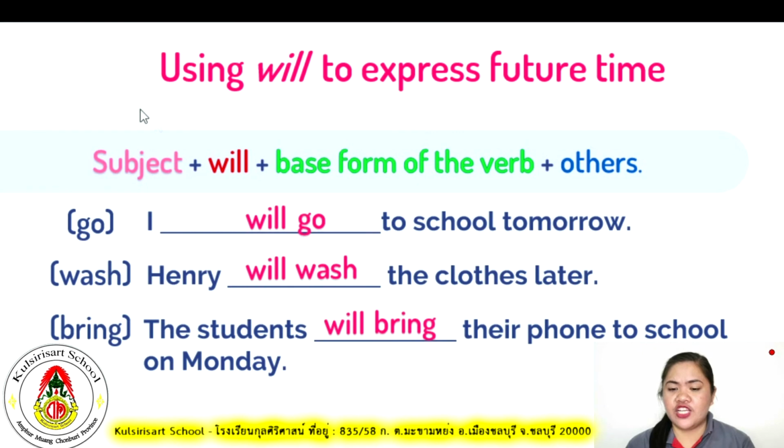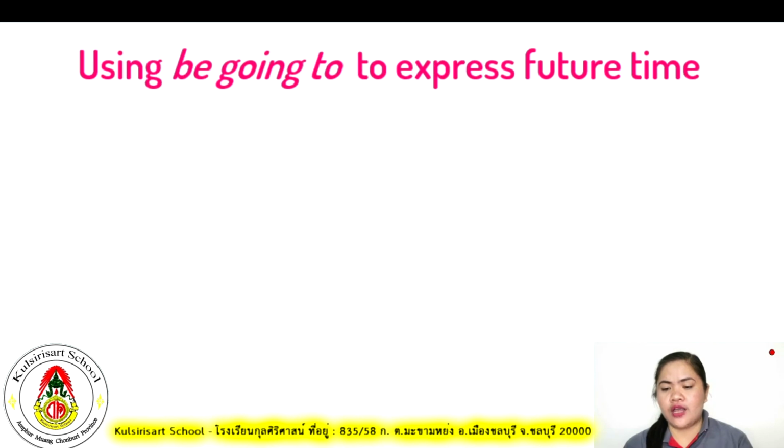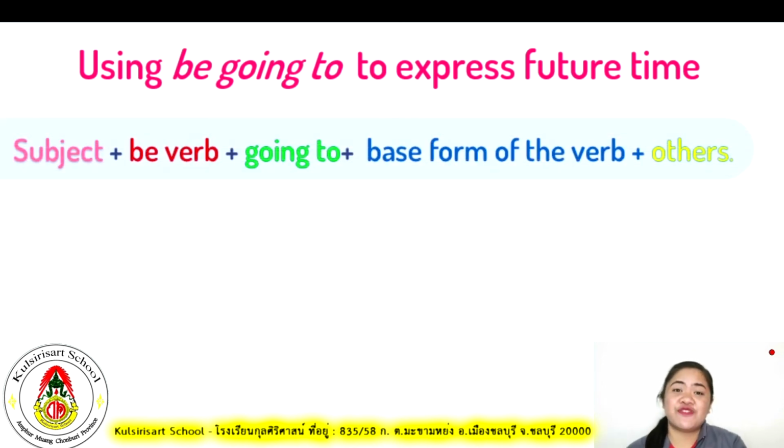So we are finished with the usage of will to express future time. Now let's go on to using be going to express future time. We have here a different pattern: subject plus be verb plus going to plus base form of the verb plus others. Class, when we talk about be going to, look at my arrow. Be refers to the be verb. That's why I put it here, be verb first and then going to. Okay, we have here the examples.